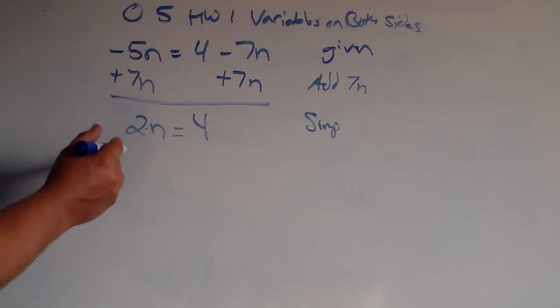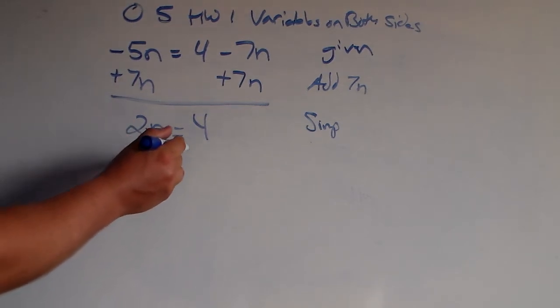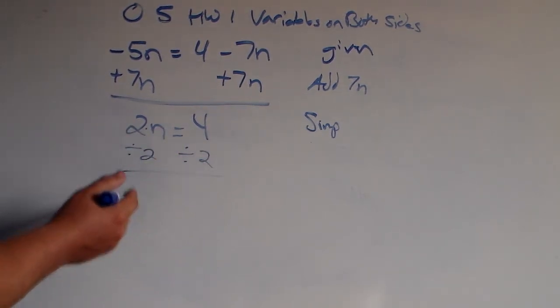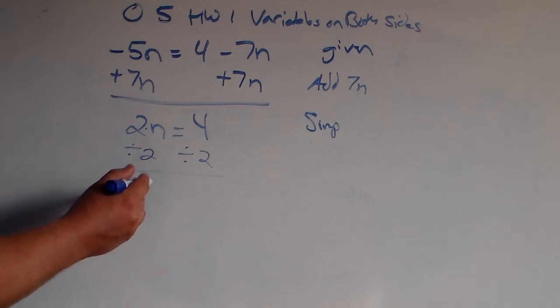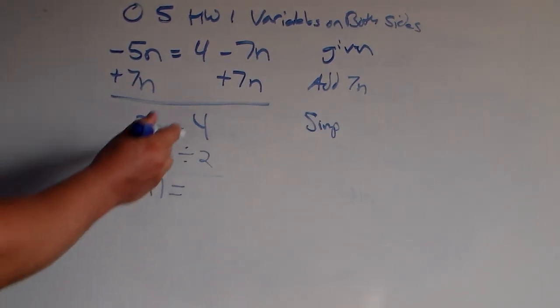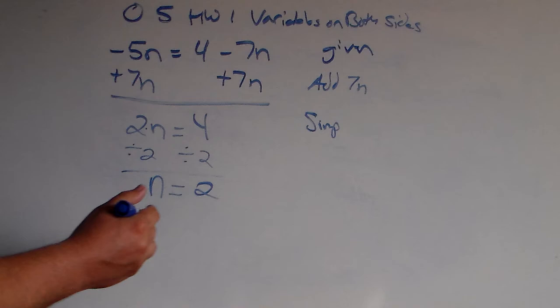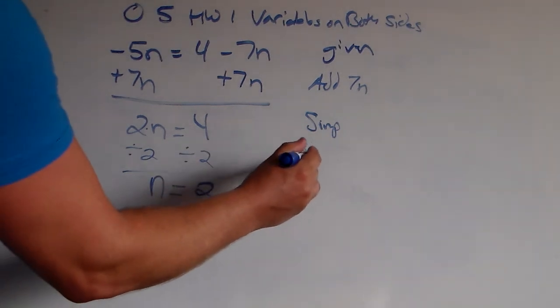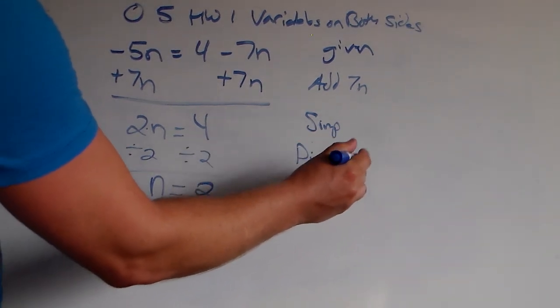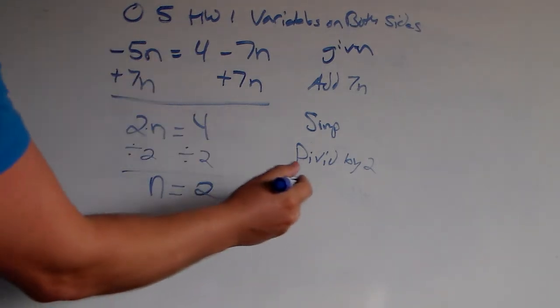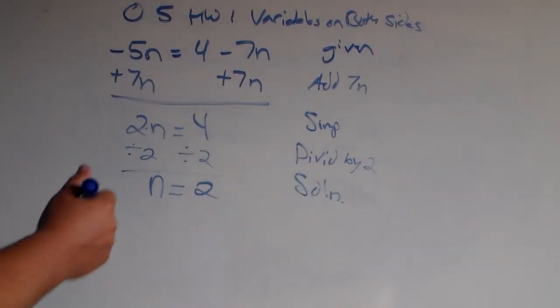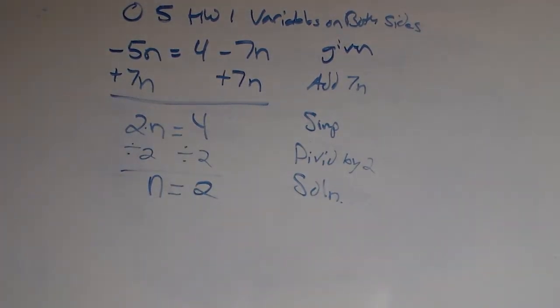The inverse operation of times 2 is divide by 2. Times 2 divided by 2, they cancel out, so we get n equals, well, 4 divided by 2 gets us 2. This was divide by 2 to both sides of the equation, and then solution: n equals 2. And that's the answer to number 6.